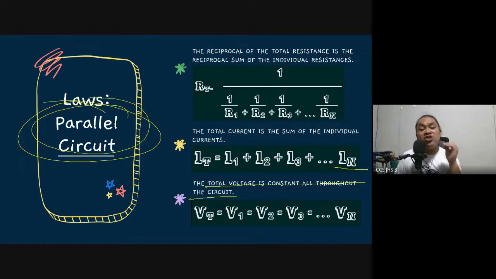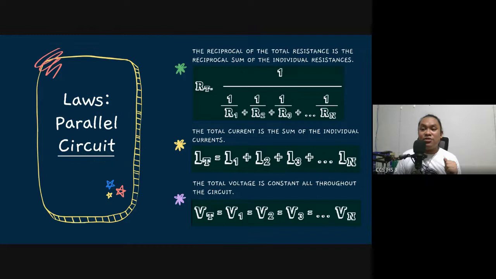So the voltage is the constant value in a parallel circuit. That is, total voltage is equal to V sub 1, equal to V sub 2, equal to V sub 3, and equal to dot dot dot V sub n. Okay? Do you understand this? So you have to familiarize these conditions because it can be very confusing with parallel and series circuits.